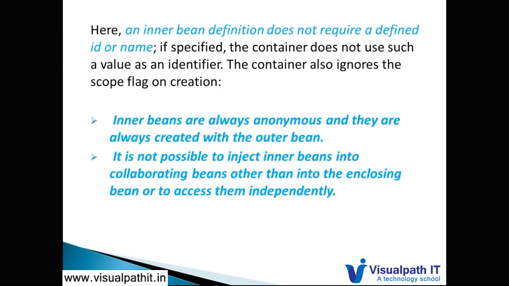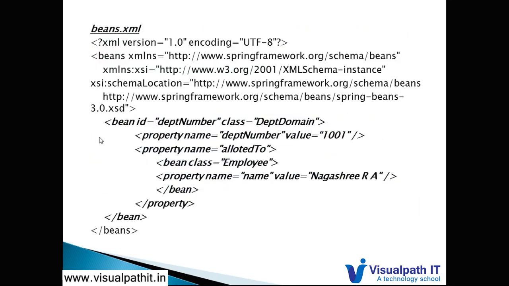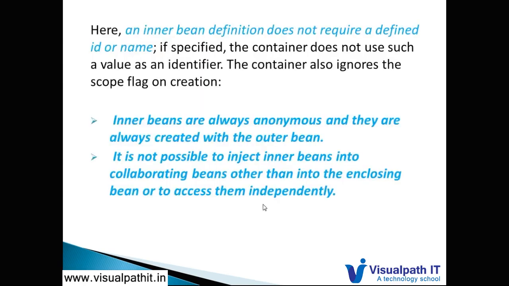These inner beans are always anonymous and they are always created within the outer bean. It is not possible to inject inner beans into collaborating beans other than into the enclosing bean, or to access them independently. So here we are not providing any name. It is not possible to inject the inner beans into collaborating beans other than the enclosing bean, or to access them independently.